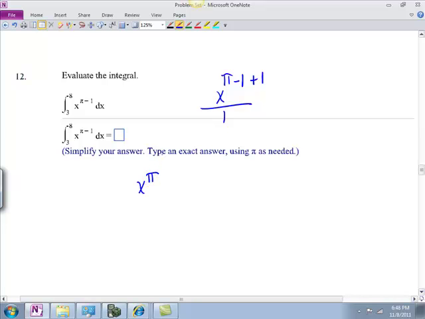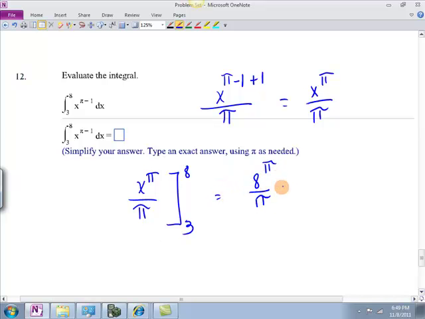Oh. Yes, why did I not put that? Sorry. Because it's what you end up with raising it to on the top. So it's x to the pi over pi, evaluated 8 and 3. Okay. So we have 8 to the pi over pi minus 3 to the pi over pi.